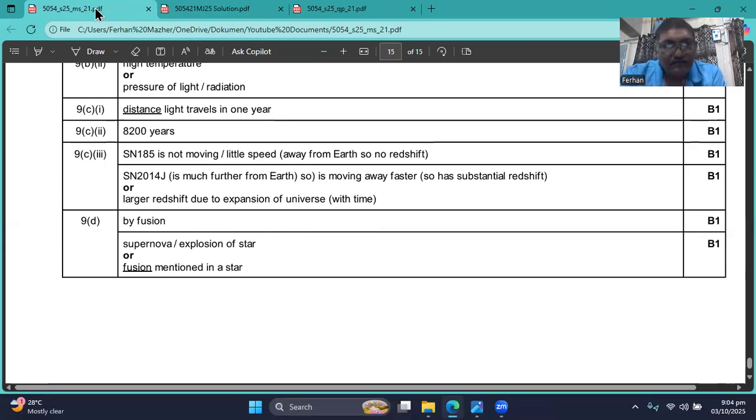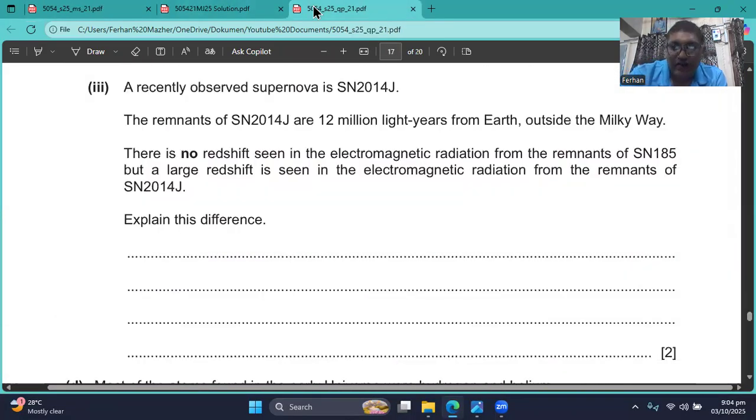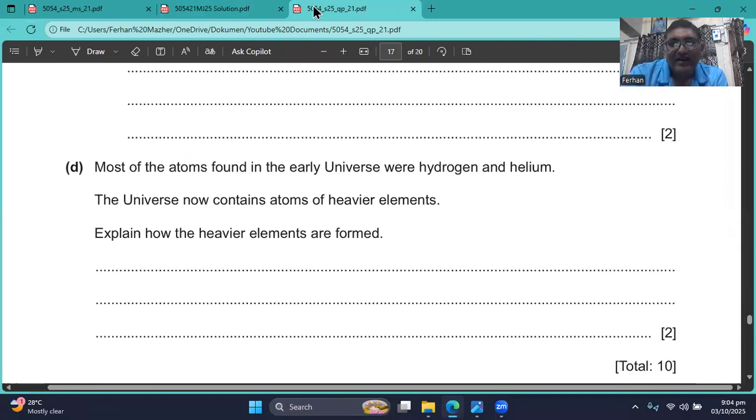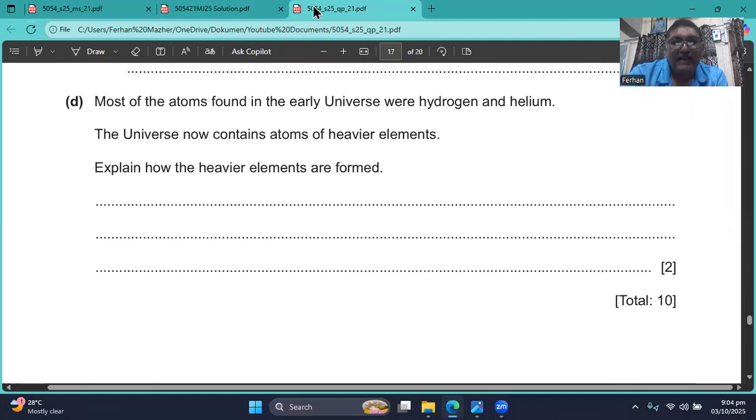That's the marking scheme showing up. This is what I have written. I hope you understand this concept. Okay, then we have question number 9 and its D part.